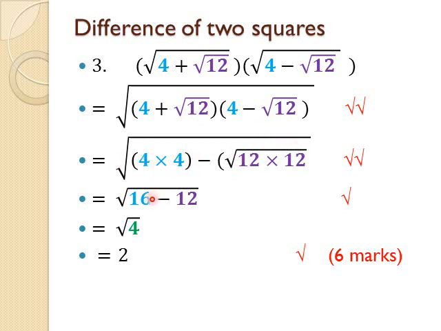4 times 4 gives me 16. 12 times 12 is 144. Square root of 144 is 12. So 16 minus 12 would give me 4. And the square root of 4 then would give me 2. Right, 2 marks there for writing it under 1 square root and multiplying the two terms. Another 2 marks for correct multiplication out. 1 mark there for simplification and 1 mark for the final answer.